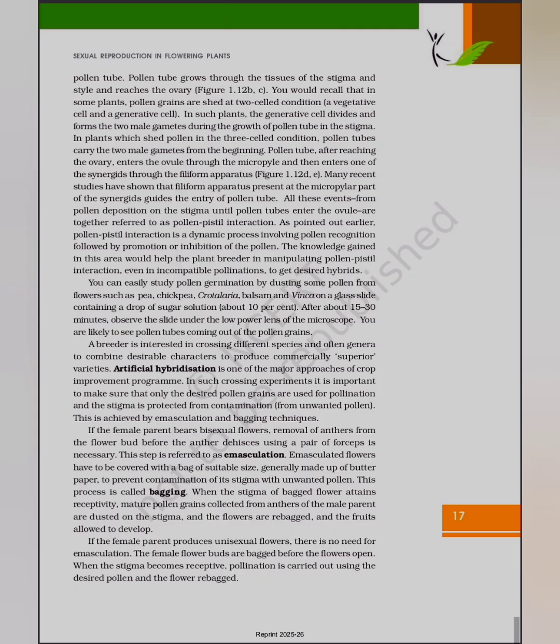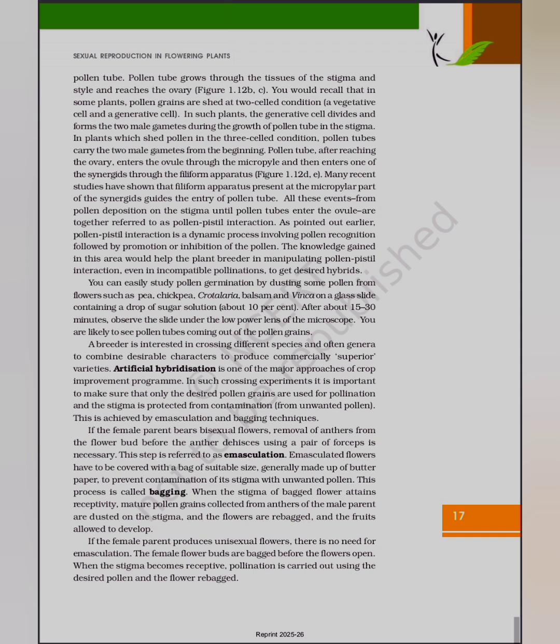You can easily study pollen germination by dusting some pollen from flowers such as pea, chickpea, crotalaria, balsam, and vinca on a glass slide containing a drop of sugar solution, about 10%. After about 15 to 30 minutes, observe the slide under the low power lens of the microscope. You are likely to see pollen tubes coming out of the pollen grains. A breeder is interested in crossing different species and often genera to combine desirable characters to produce commercially superior varieties.